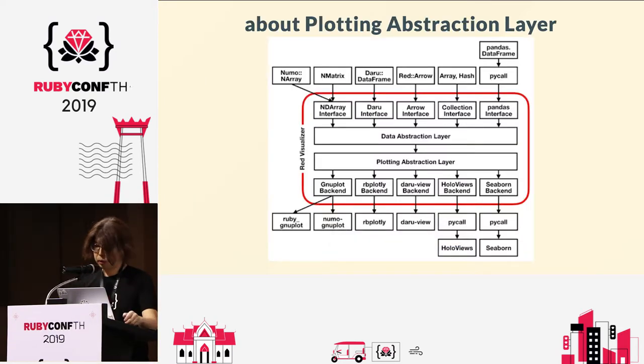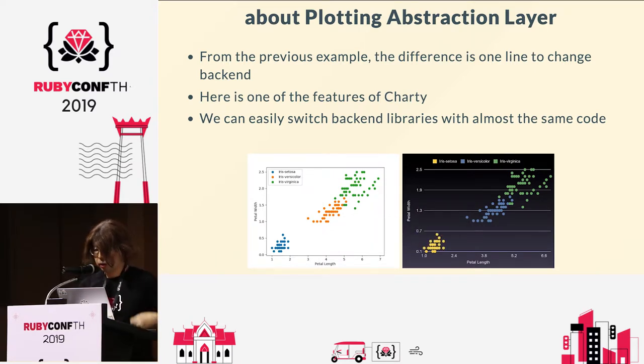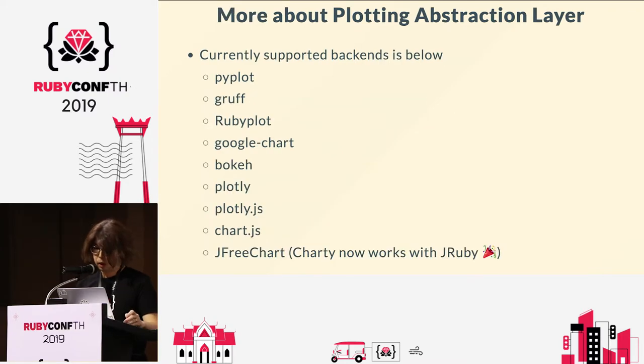About the plotting abstraction layer, it is the below layer. From the previous example, the difference is one line to change the backend. Here is one of the features of Charty. We can easily switch backend libraries with almost the same code.